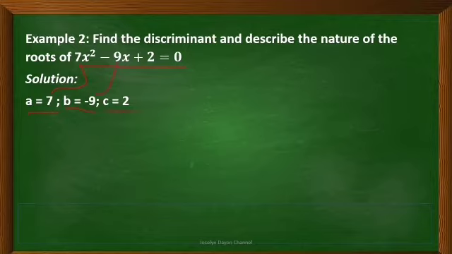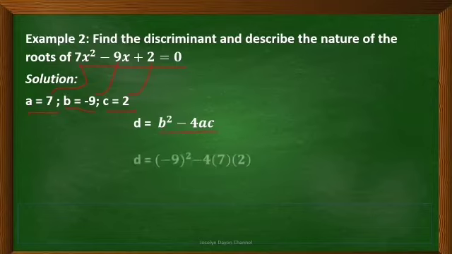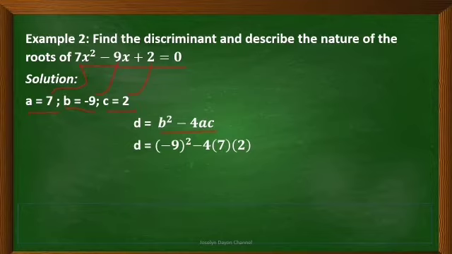And c is equal to 2, coming from the constant term of the given equation. Now we have to write the formula. The formula is b squared minus 4ac. Then substitute. Our b is negative 9, so we have here quantity of negative 9 squared minus 4 times 7 times 2.